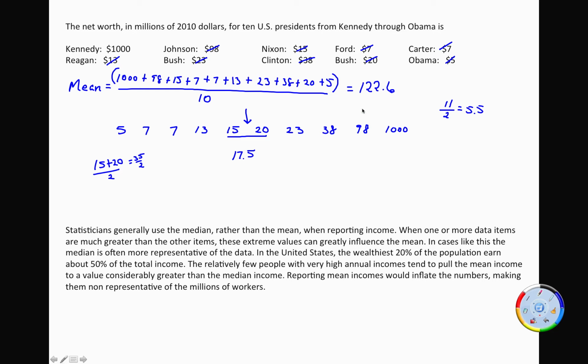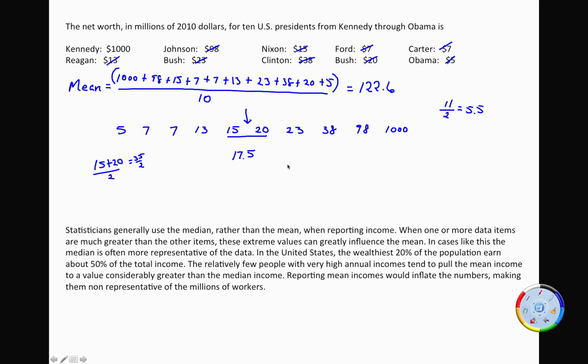Which one looks like a closer representation of the average? Statisticians generally use the median rather than the mean when reporting income. Because when one or more data items are much greater than the other items, these extreme values can greatly influence the mean. In cases like this, the median is often more representative of the data.